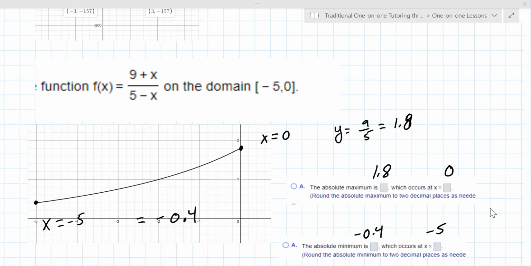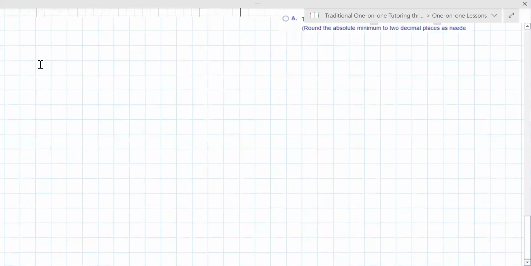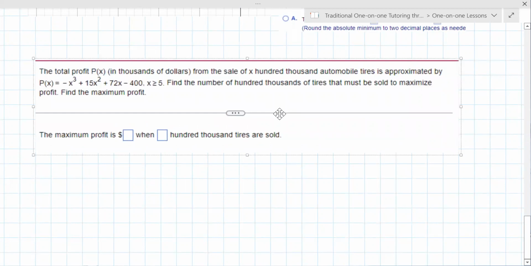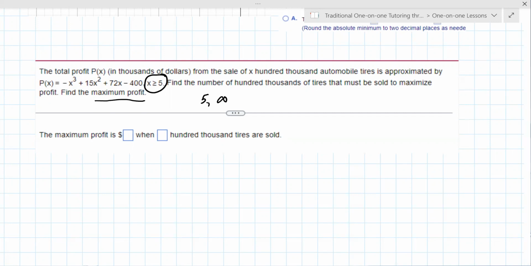All right. So it looks like we're up to question 6. Total profit in thousands of dollars from the sale of x 100,000 automobiles is approximated by this function, where x is greater than 5. So that means it goes from 5 to infinity. And they want the maximum profit. Again, you could use your calculus to take a derivative, set it equal to 0, but we're just going to graph it and take a look at the function here. Give me just a moment to get that graph going.